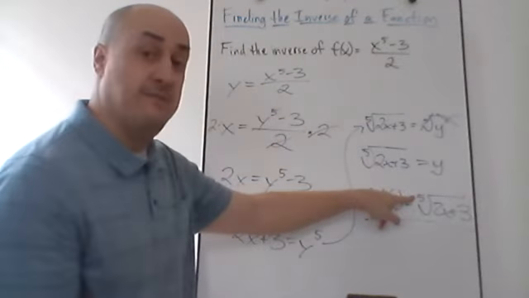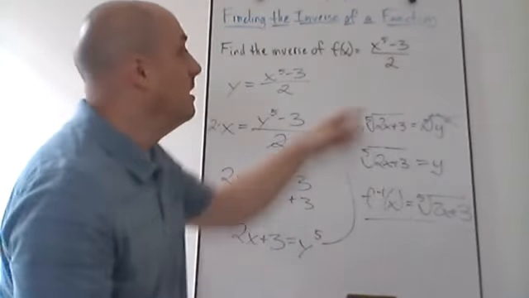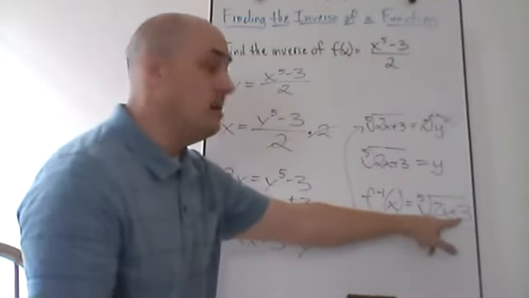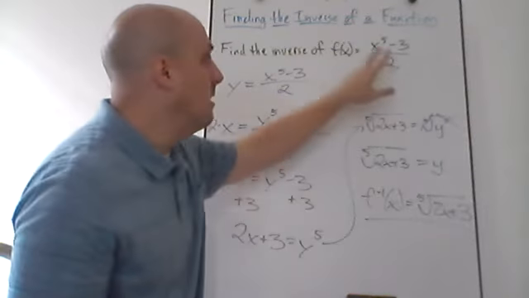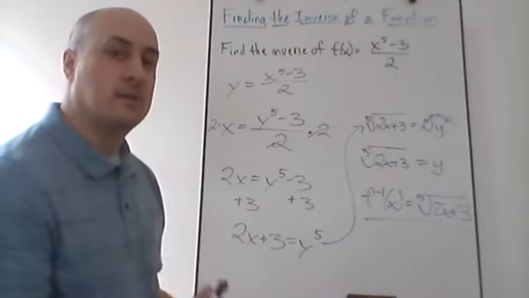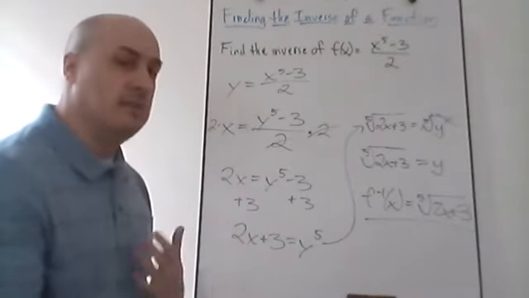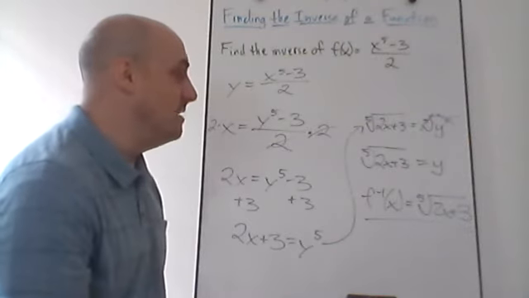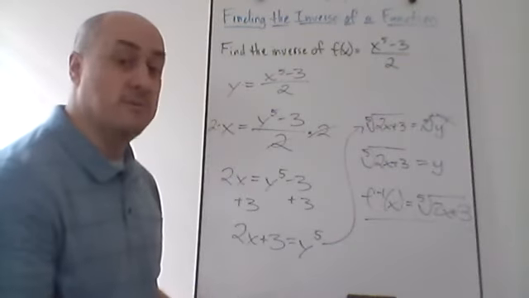Well, here I have the fifth root. Those are opposites of each other. Right, I have a minus 3. Well, here I've got a plus 3. Those are opposites. Right, I have something divided by 2. Well, here I have the 2 multiplying the x. Again, they're opposite operations. That's the relationship between two inverse functions.